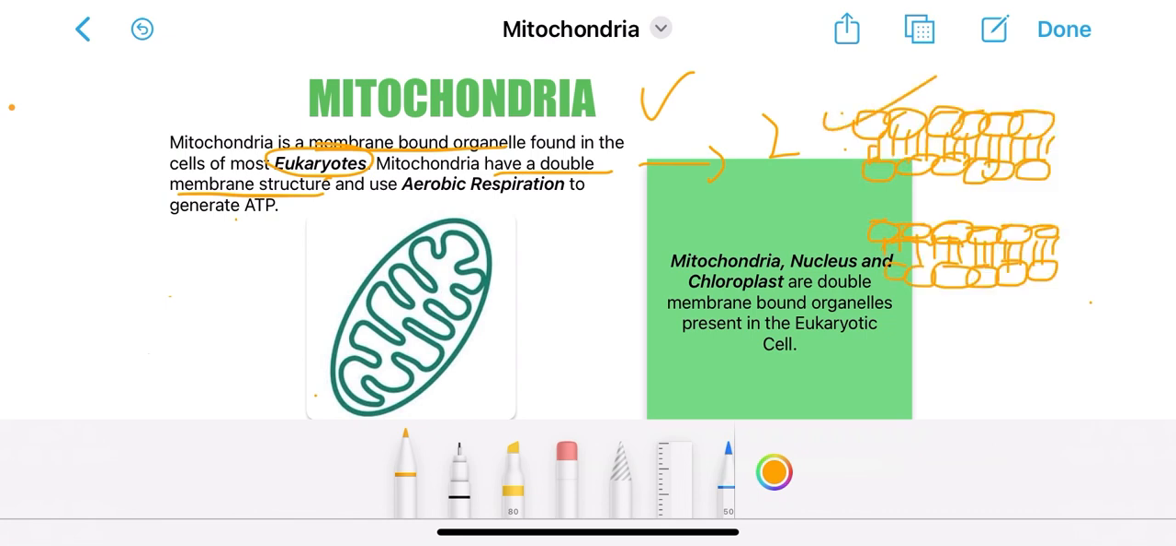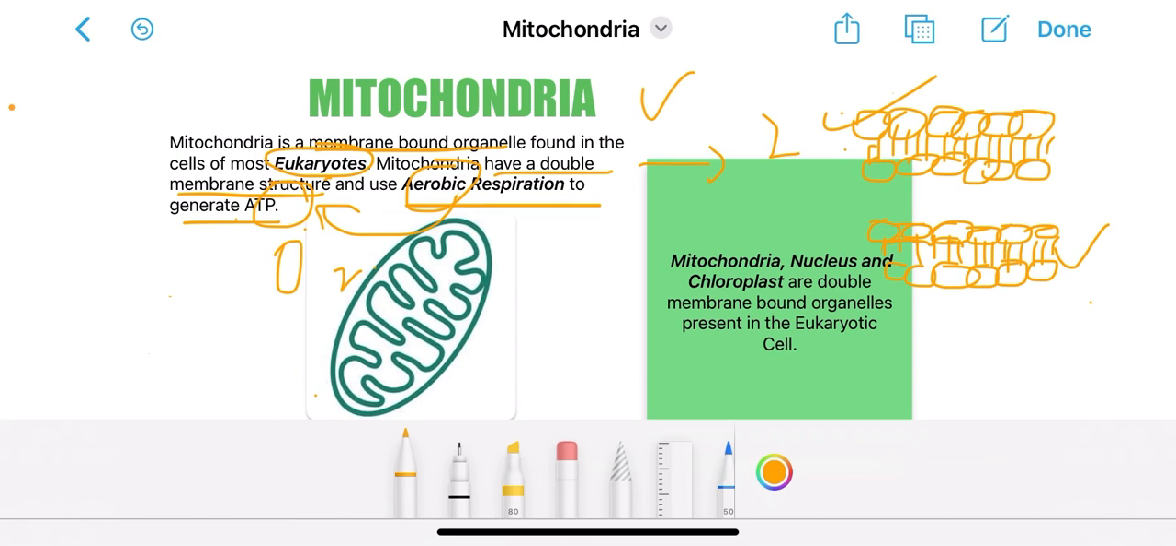This is one of the phospholipid bilayers and this is the second phospholipid bilayer, and it uses aerobic respiration to generate ATP. Aerobic respiration में जो mitochondria होता है वो food particles से ATP generate करता है, and we know that ATP is the energy currency of the cell. In this process, mitochondria generate ATP by utilizing oxygen. That's why the process is called aerobic, that is, in presence of oxygen.